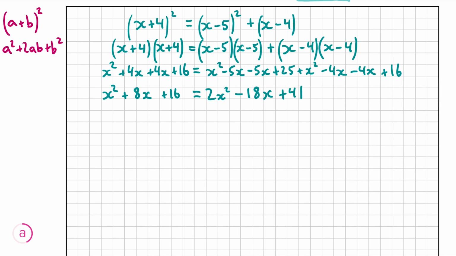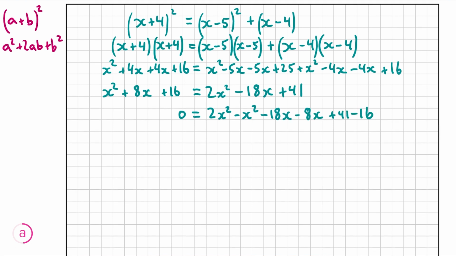So now we can move all of the numbers over to the one side and have it equal to 0, and then we can do factorization and solve to get a value of x, or two values of x, and possibly there should only be one of those that is a valid answer. So we're going to move everything over to the right hand side. So then we'll get 0 is equal to 2x squared minus x squared, minus 18x minus 8x, 41 minus 16. So that will give us 0 is equal to x squared minus 26x plus 25.